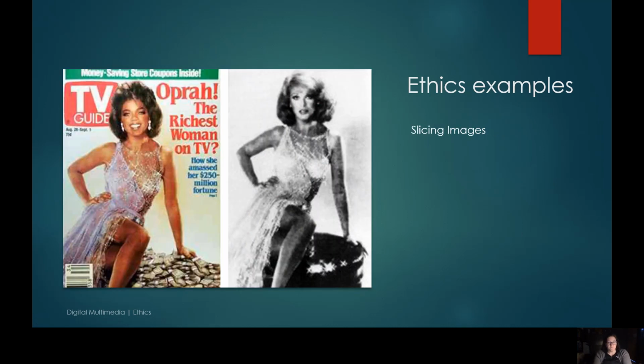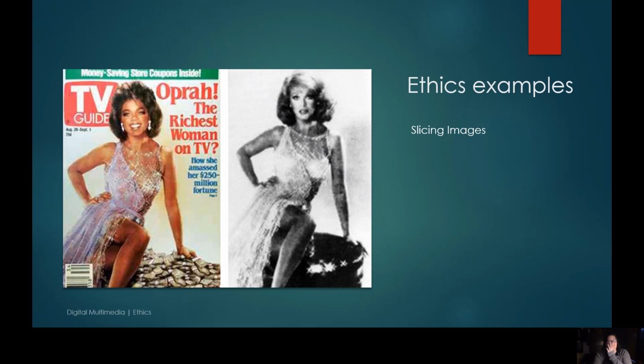Slicing images. So for this image, the image on the right is the original image. The image on the left took the original image and put Oprah's face onto it. Oprah did not know that the image was being used. It was completely done by TV Guide. The original model did not know. The way they found out was the original model's manager saw the TV Guide. The dress had been specifically made for that model and had never been recreated, so he recognized the dress.